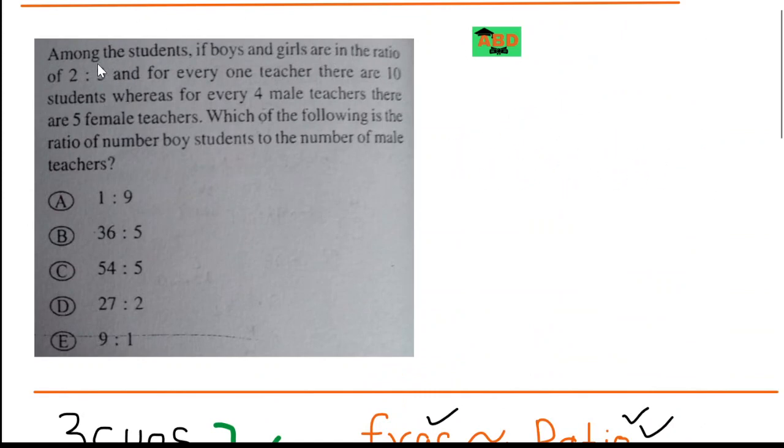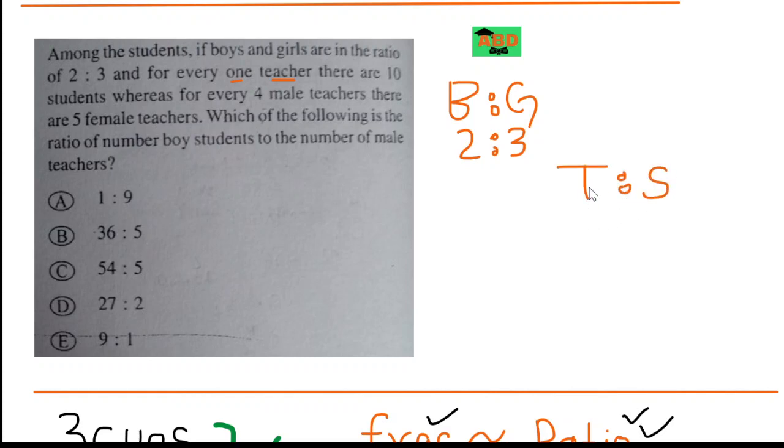Okay, here it goes. Among the students, if boys and girls are in the ratio of 2 to 3, so there's a ratio of boys over the girls, and it is 2:3. And for every one teacher, there are 10 students. So there is another ratio: for every one teacher, the ratio of students is 10. This is the second relationship which is given to me.